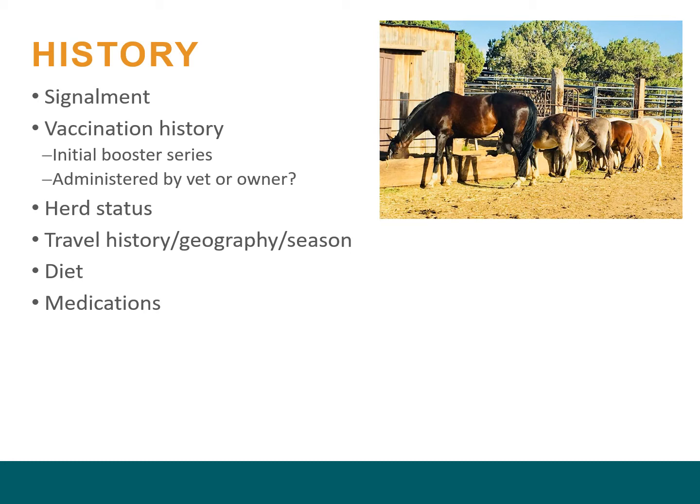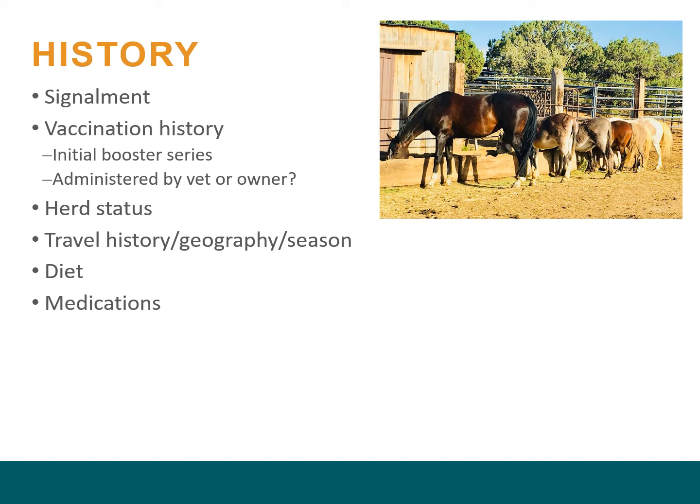Vaccine history is going to be really important here, and important to be specific. It's really easy to just ask an owner, is your horse up to date? They say yes, and we move on. What does up to date actually mean? We really need to get specific in terms of exactly what they were vaccinated against and when, especially if it's a younger horse. Did they receive an appropriate initial booster series?